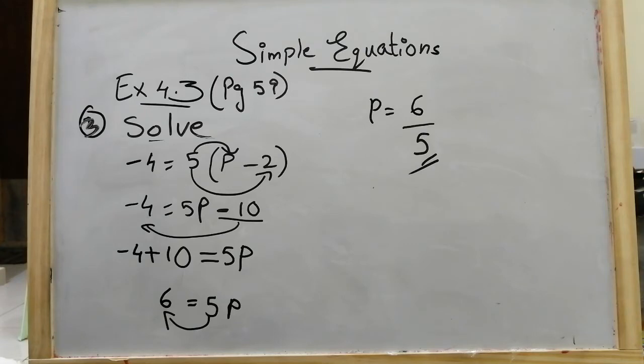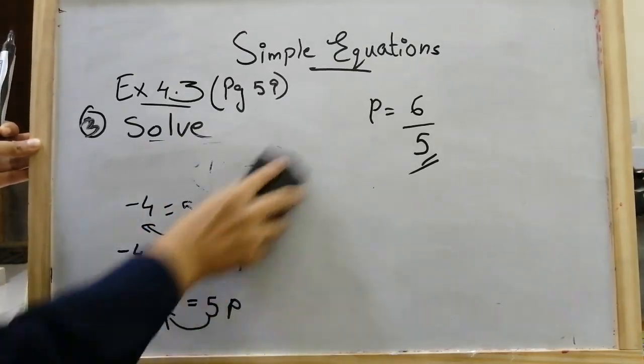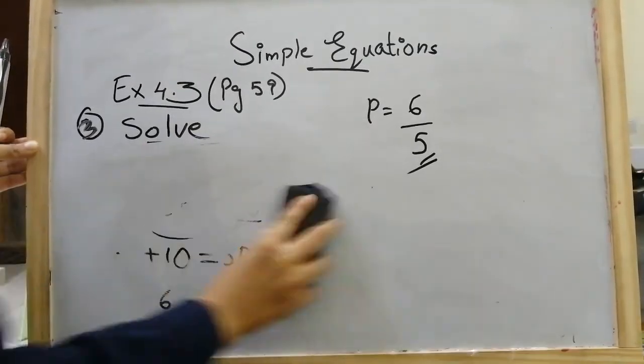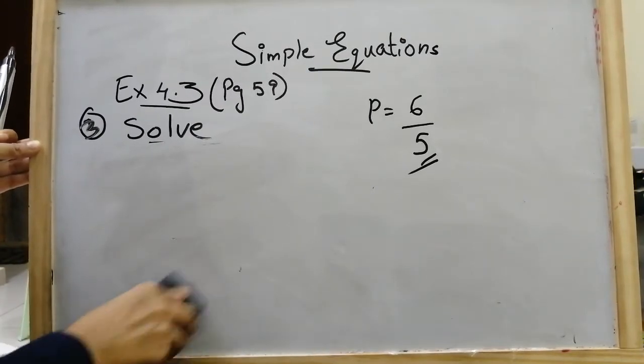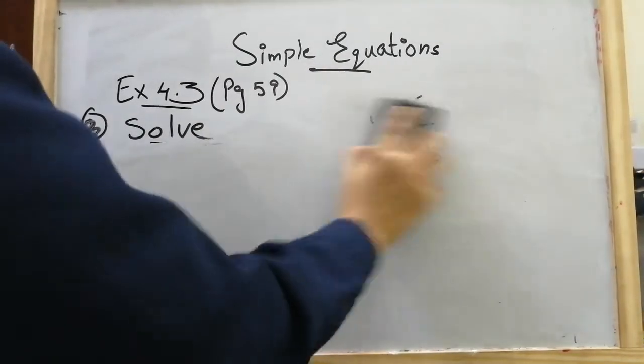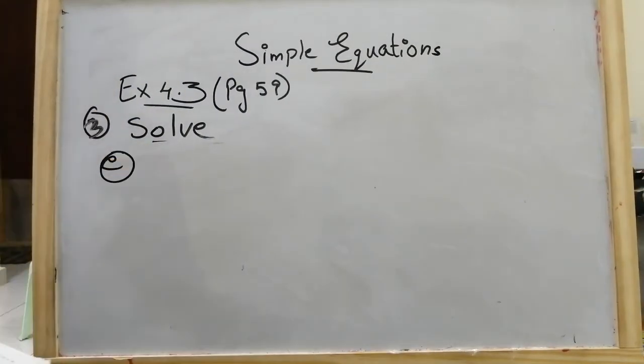Now I can explain sub question E. This was sub question B. Okay, A is also a similar one. There's just a small difference of sign over there. Now let's move on to sub question E.